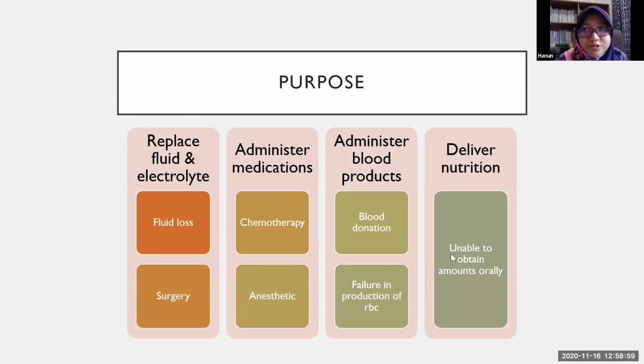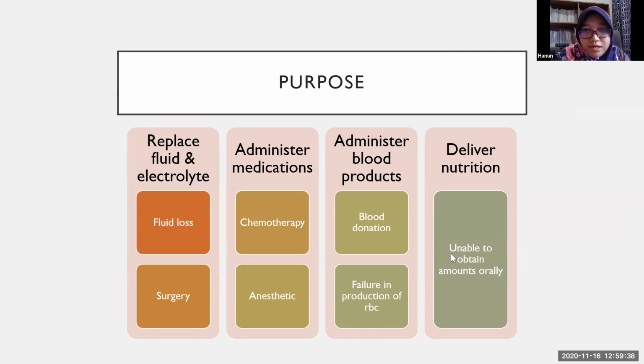Okay, for the purpose of this intravenous therapy, we use this to replace fluid and electrolyte. Because sometimes if the patient is ill and has fluid loss, for example decreased intake, surgery, vomiting, diarrhea, the patient may require intravenous therapy. And for the second one, for medication, for example chemotherapy, anesthetic, and diagnostic reagent. For example, about 40% of all antibiotics are given intravenously.